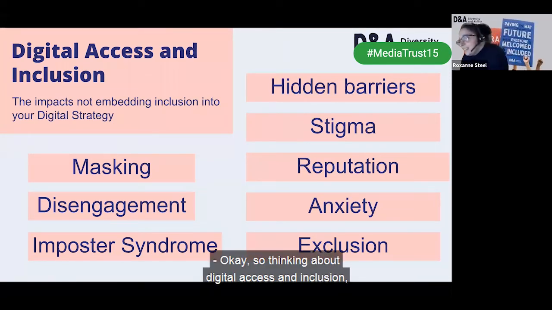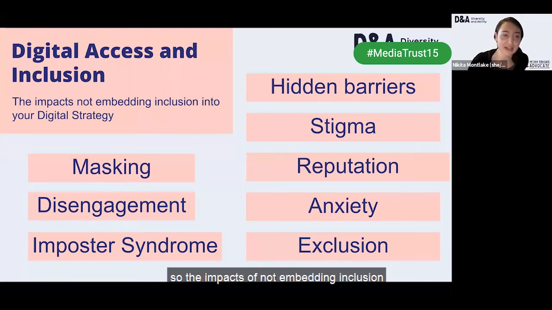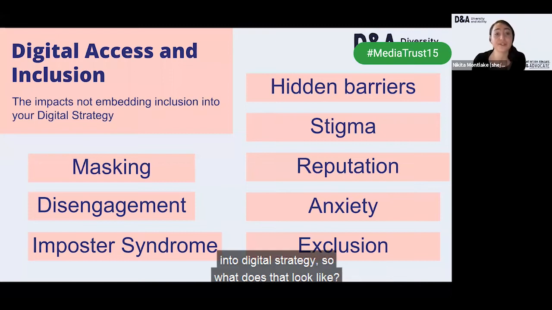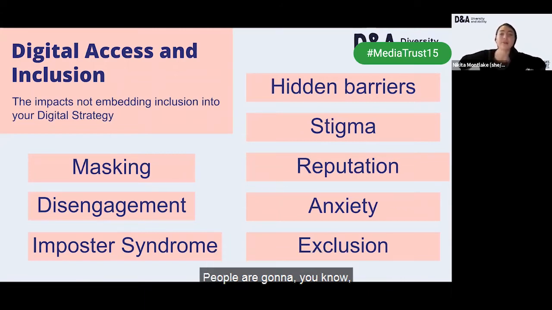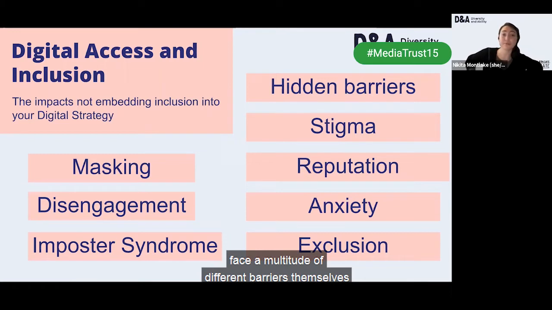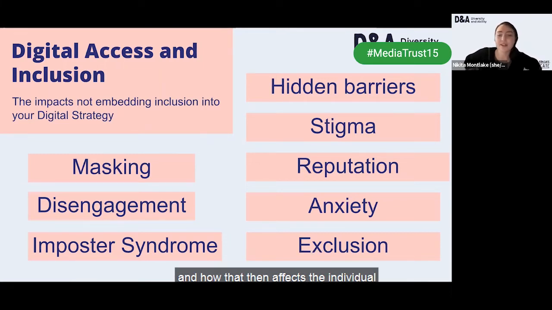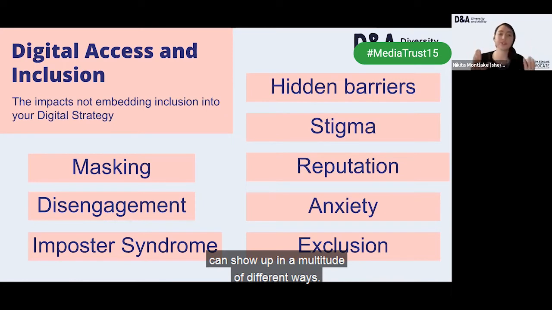So thinking about digital access and inclusion, the impacts of not embedding inclusion into digital strategy. What does that look like? This goes back to when we were talking about those barriers that people face. People are going to face a multitude of different barriers, and how that affects the individual can show up in a multitude of different ways.